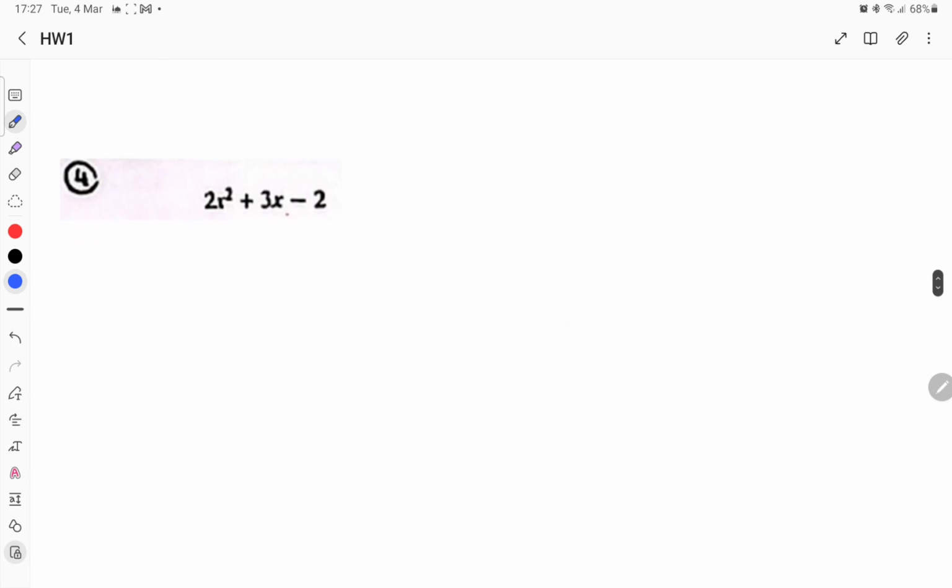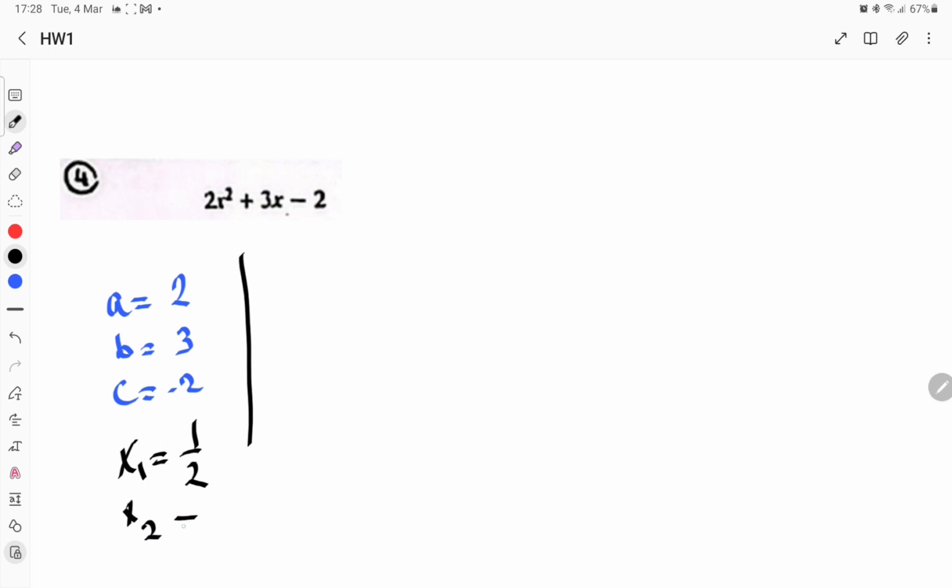2x squared plus 3x minus 2. When you factorize this, a is 2, b is 3, and c is negative 2. So when you factorize using the calculator, you're going to have x1, which is 1 over 2, and x2 is negative 2. So you can write them in brackets like this: 2x minus 1, we said the 2 beside the x, minus 1, and the other side I have x, instead of minus 2 we put plus 2.